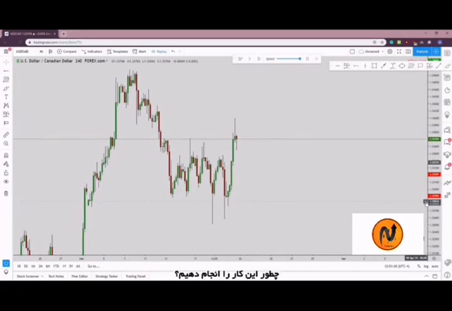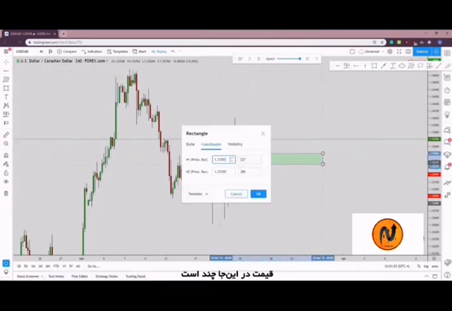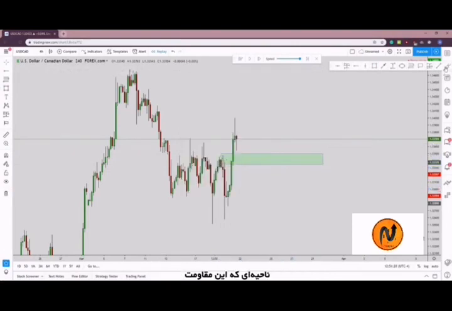Now how you're supposed to be looking for this entry? Very simply by looking at structure. Where does the previous resistance turn support? Exactly here. Perfect. What you're supposed to do is to identify which price it is. And as you can see, it is 50.35. That is the area of price where you find this resistance here, now turn support.